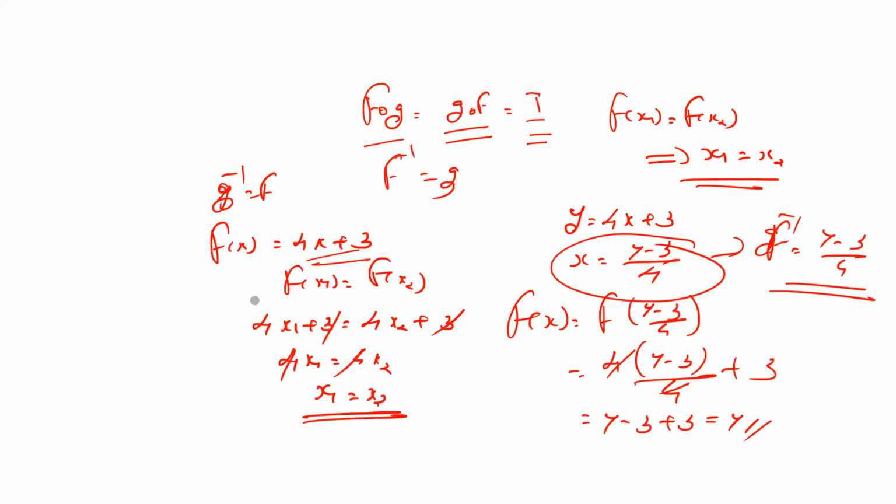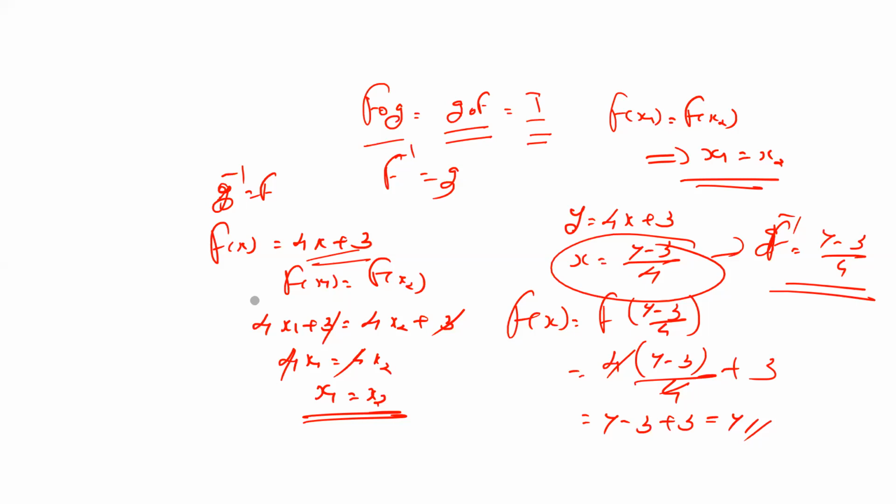So the first method is what? You take your given function as f of x and express x in terms of y and take it as g of y, and find out f composition g and g composition f. If f composition g and g composition f are the identity function, then the function is invertible and one is the inverse of the other. That is one way.